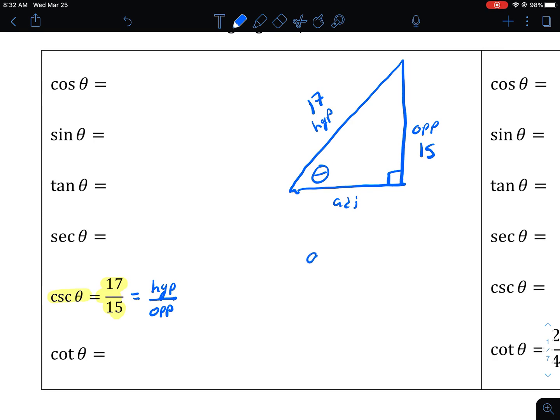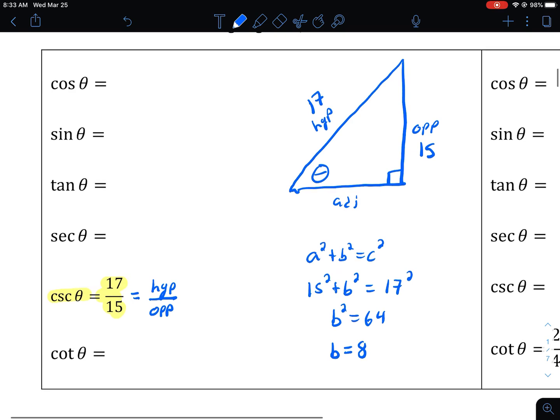So that takes us back to Pythagorean's theorem. A squared plus b squared is equal to c squared. All right, so I have 15 squared plus b squared is equal to 17 squared. And so 289 minus 225, b squared is equal to 64. b is 8. So my adjacent side is going to be 8.